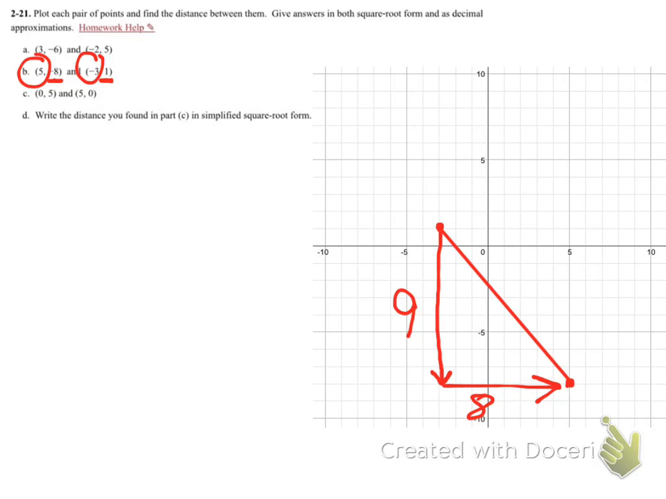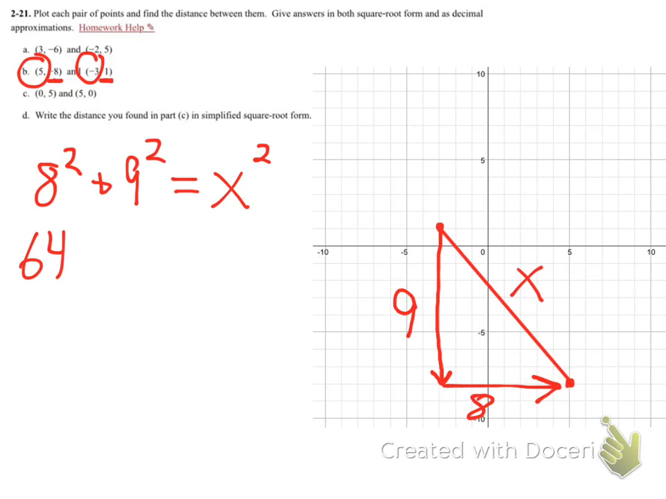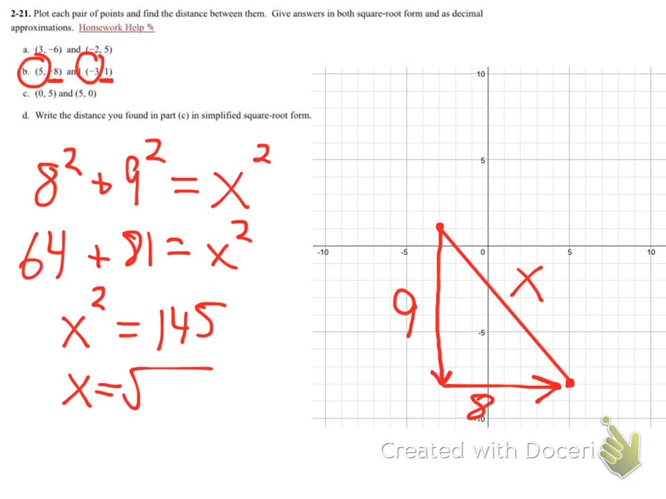So now doing Pythagorean theorem here, I would have 8 squared plus 9 squared will equal my hypotenuse, x squared. Again, I'm going to square both of these numbers, and I'm going to combine them to get x squared to equal 145. So x will equal the square root of 145. My decimal approximation for that is about 12.042.